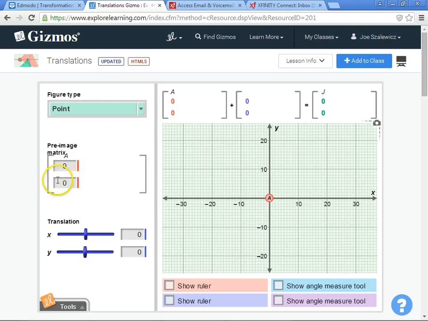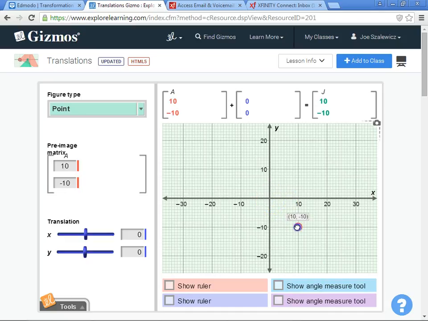This will be our pre-image matrix, so our x and y coordinates. You can see how those change as I move the point around. Down here is going to be our translation, whether we're going to translate to the left or to the right, or we're going to translate down or up. Up here you will see our original point. I want to get that back on the point 0, 0. And the effect of the translation, and then finally our coordinates. And we'll use the ruler and the angle measure tool as we translate other figures.